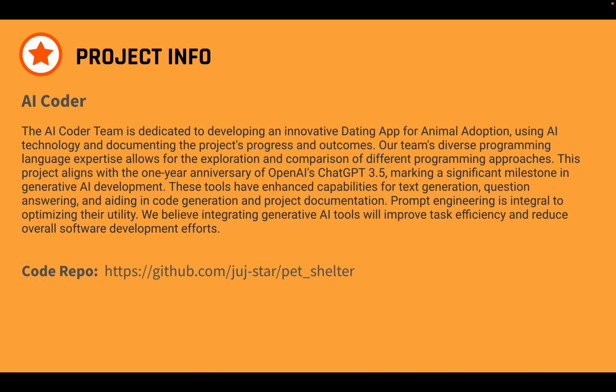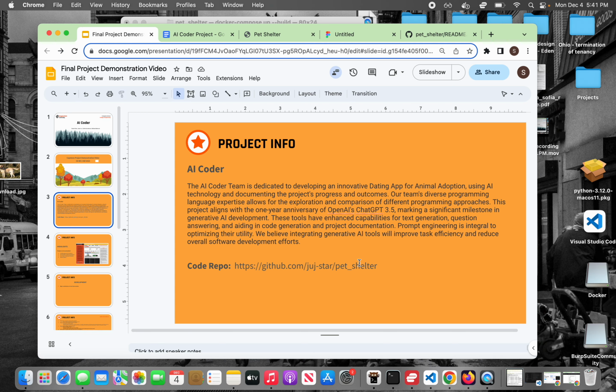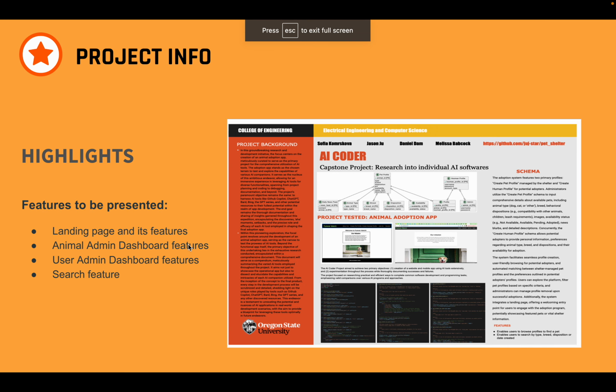Okay, so for AI Coder, we were to choose one of the projects posted on the Capstone project site by Oregon State. We chose one of the 3-month projects because we are only quarterly based, and we decided to go with the dating app for animal adoption for our AI Coder project. This is our repo. It's called Pet Shelter, and we later renamed it to Forever Match, which I'll be showing and talking about. These are the highlights that I'll present to you today.